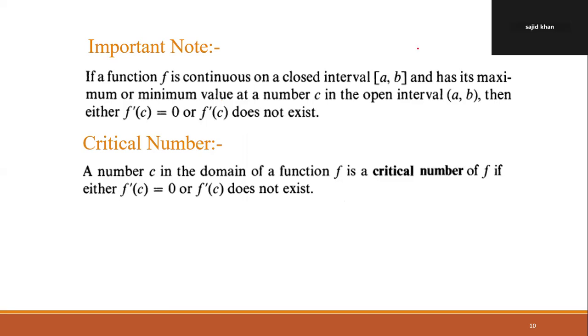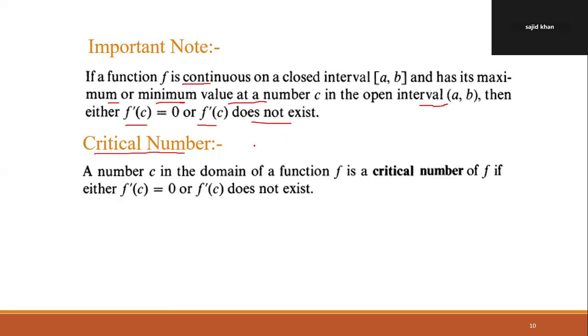So the important note is what? First of all, if the function value is maximum or minimum over an open interval, then the derivative must be equal to 0 or the derivative does not exist at that location or position. So where the derivative does not exist or is equal to 0, it is known as a critical number.